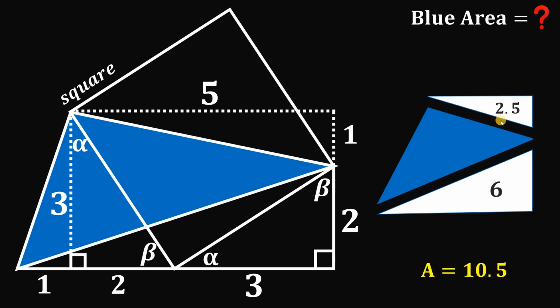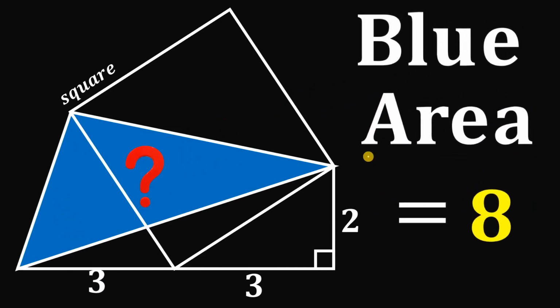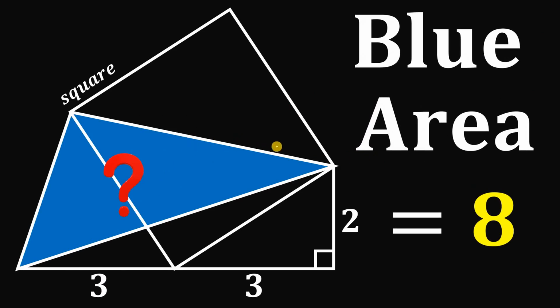So 10.5 minus 2.5, this will give us 8. And that is the area of the triangle. And also, this is our answer to this question. So given this figure, the area of the blue region, or the area of this triangle shaded in blue, is 8 square units. And as always, we are done.